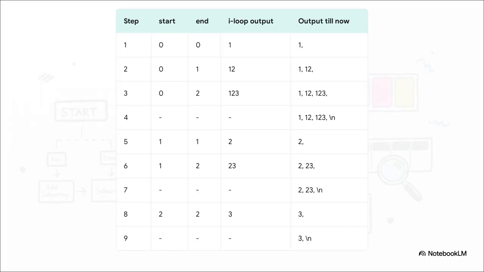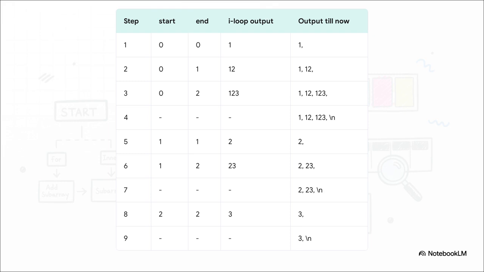First up, the start loop sets start to 0. The end loop sets end to 0. The inner loop runs from 0 to 0 and prints the element at index 0, which is 1. The console shows 1, comma. Start is still 0. The end loop now ticks up to 1. The inner loop prints from index 0 to 1. We get 1, 2, comma. Start is still 0 and end goes to 2. The inner loop prints from 0 to 2, giving us 1, 2, 3, comma. The end loop is now finished for this start value, so a new line gets printed.